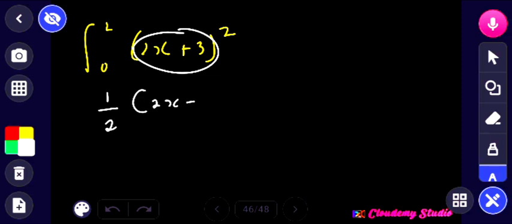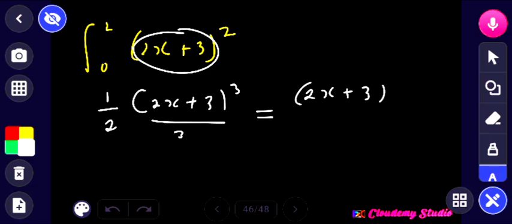That is (2x plus 3) power 3 divided by 3, which means your answer equals (2x plus 3) to the power 3 divided by 6, because 2 times 3 equals 6. That's how to solve integration by substitution. If you have not checked that before, go and watch the video that we have done before on integration by substitution.